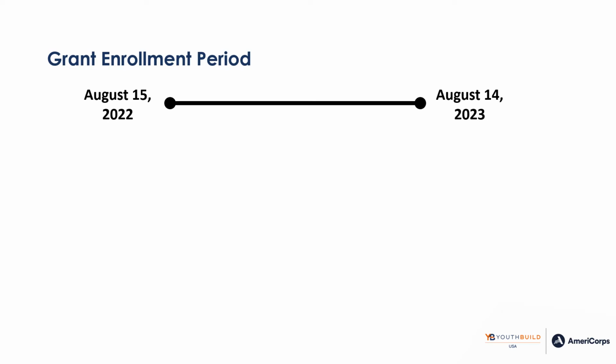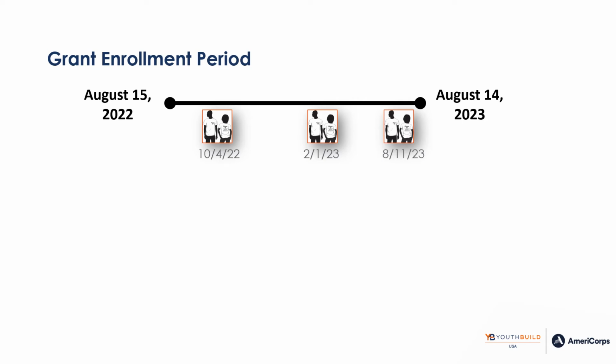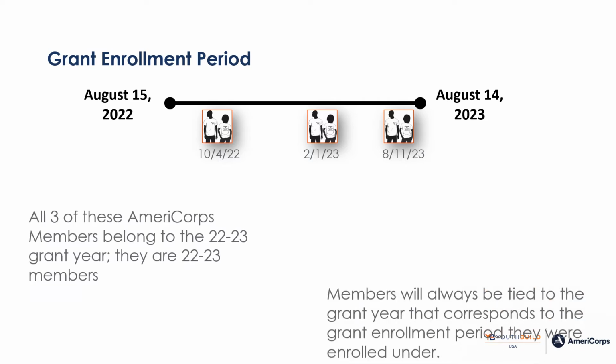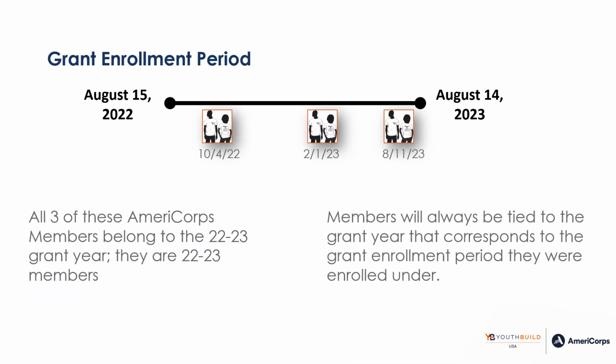In this example, we have three members that are enrolled in the 22-23 grant year. Even though all three have different enrollment dates, they will always be 22-23 members because those dates fall between August 15th of 2022 and August 14th of 2023. Members will always be enrolled in the grant year that corresponds to the grant enrollment period they were enrolled during. You can think of this enrollment period as the window of time in which members can be enrolled for the 22-23 grant year.